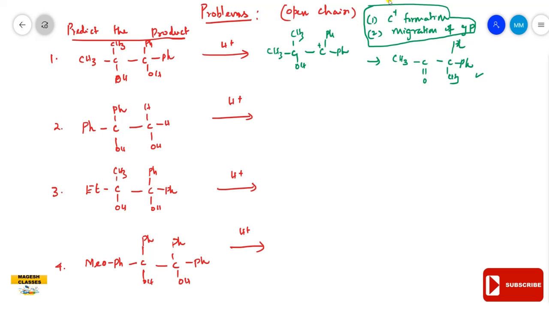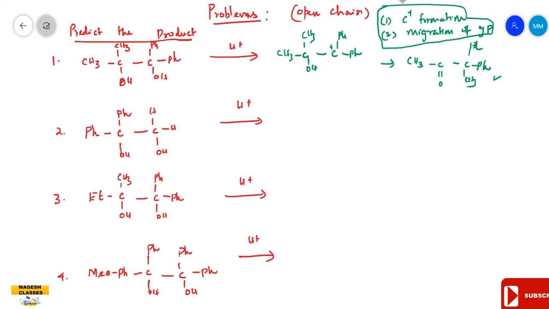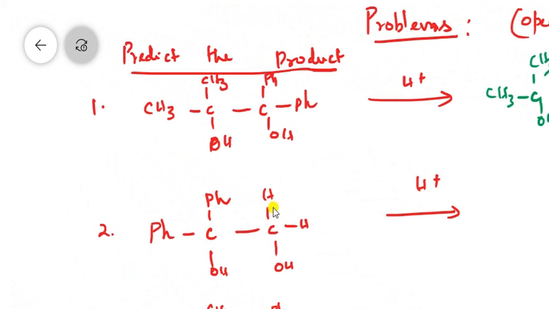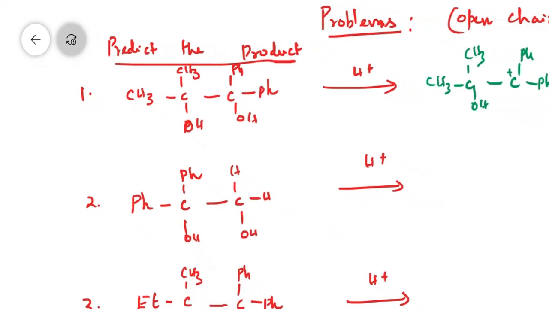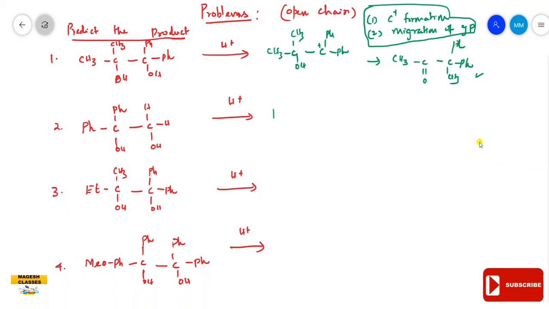The second case. Here the two phenyl groups are present and here the two hydrogen atoms are present. When the plus is formed here, it is CH2 plus. When plus is formed here, two phenyl groups. The phenyl is stabilized by resonance. So the carbocation is like this, Ph, C plus, Ph.